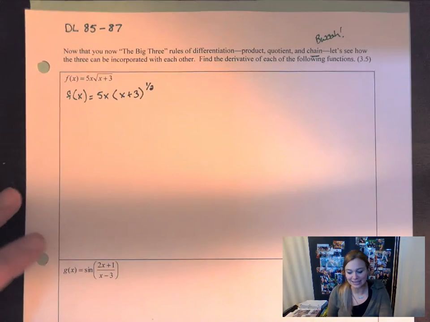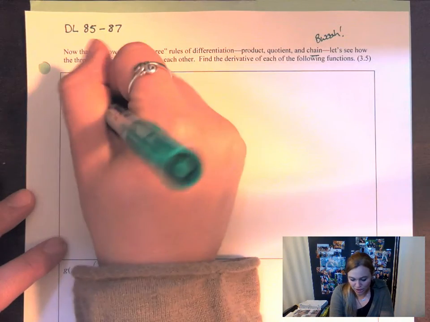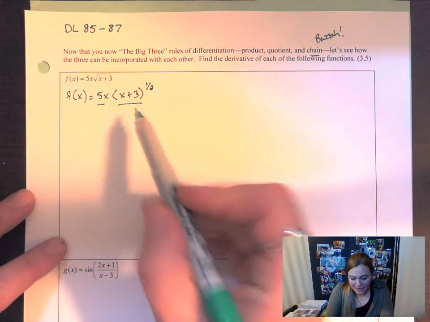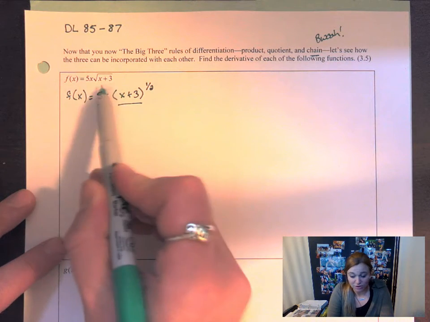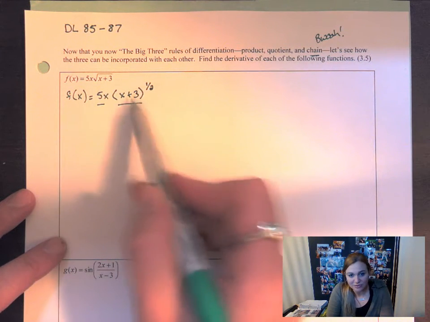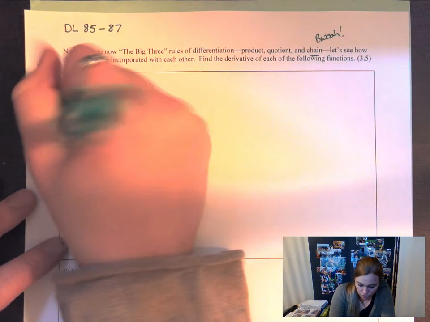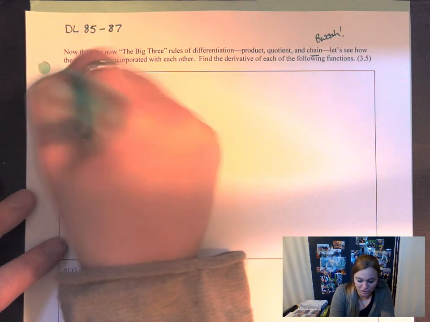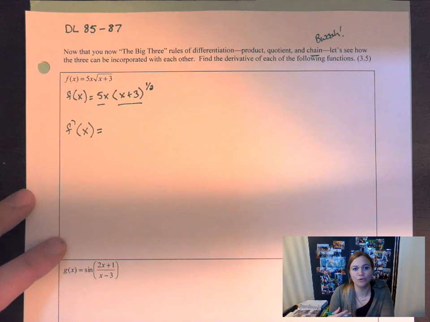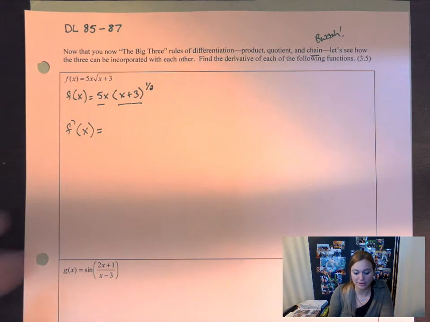Because now I can see that I clearly have a product. But when I take the derivative of this part, then I have the chain rule. So you just need to practice these in order to be able to figure that out. The more you do, the better you'll get at this.